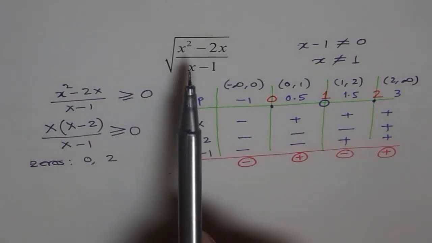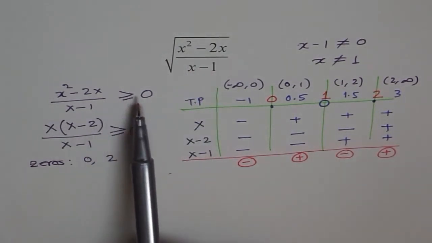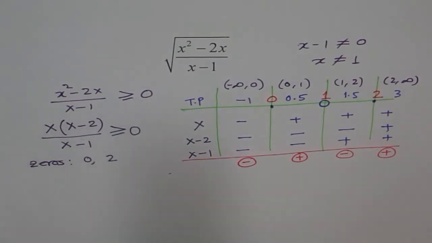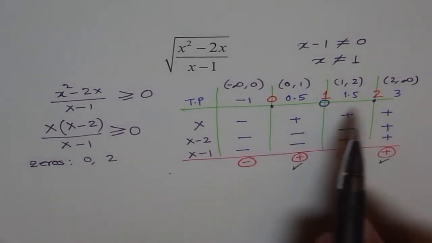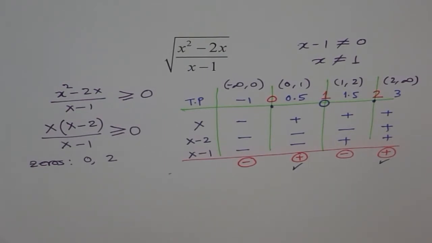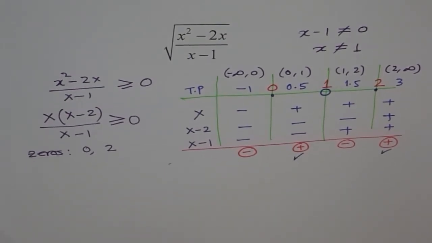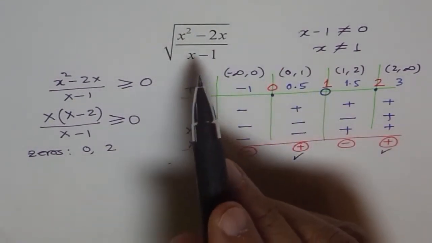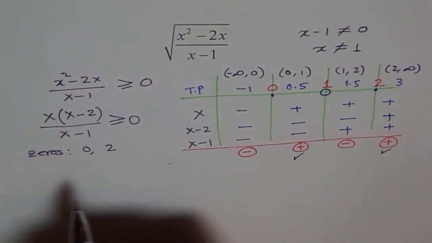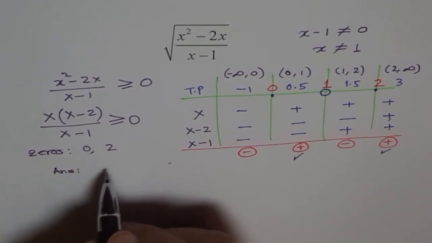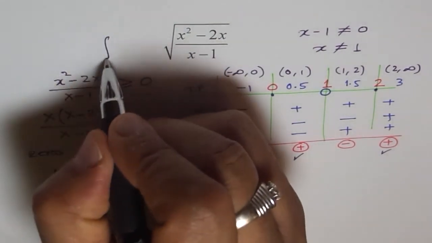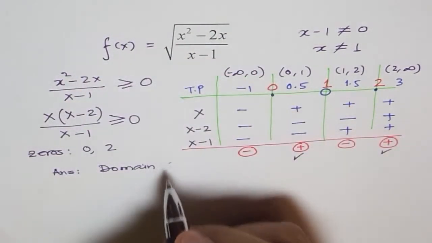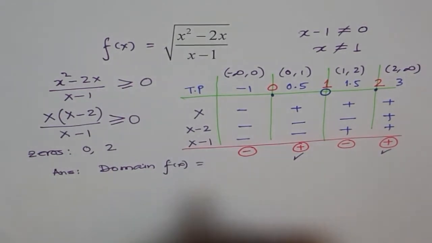So since my domain is only where this whole thing is greater than or equal to 0, that means I have this as my domain, correct? And also the zeros. Is that okay? Therefore now, let me just push it a bit more. I can write the domain for this given function, and I can name the function f of x equals to this, right? So I say domain of f of x is equal to.